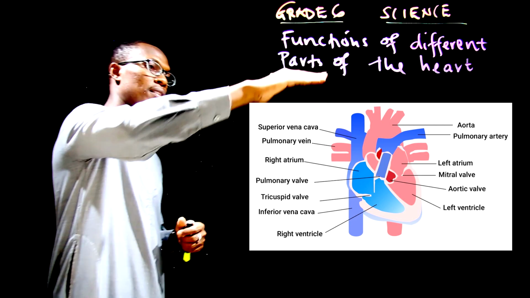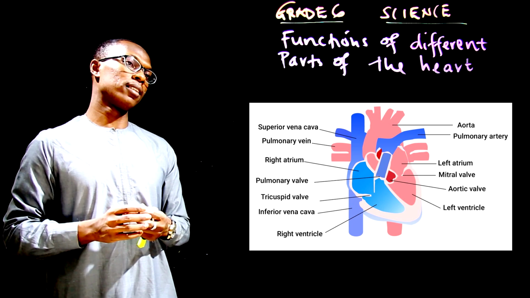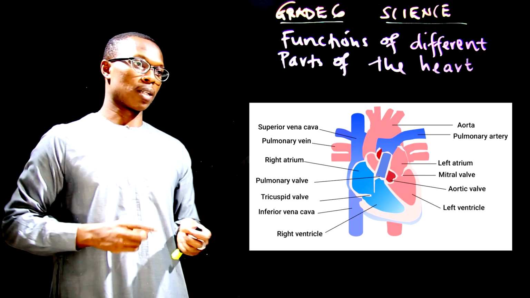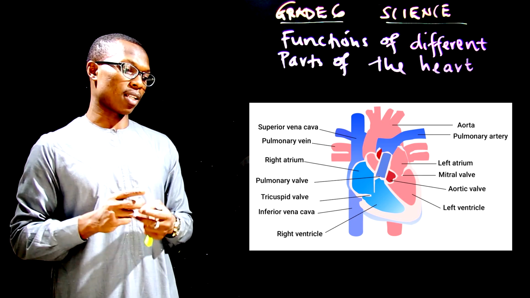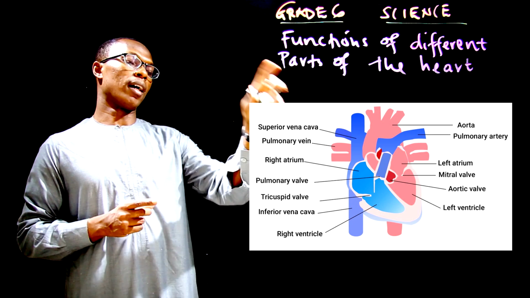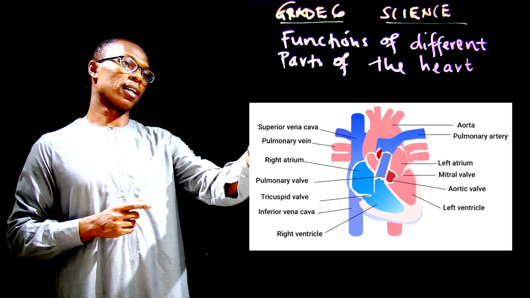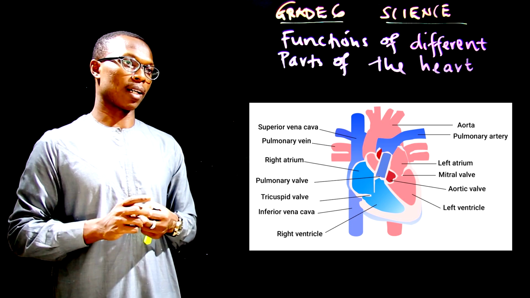And then we also have the aorta. We also have the pulmonary vein. Remember, we talked about the valve. Valves are found on both sides, the right side and the left side. And we also have the vena cava, and we also have the pulmonary artery.